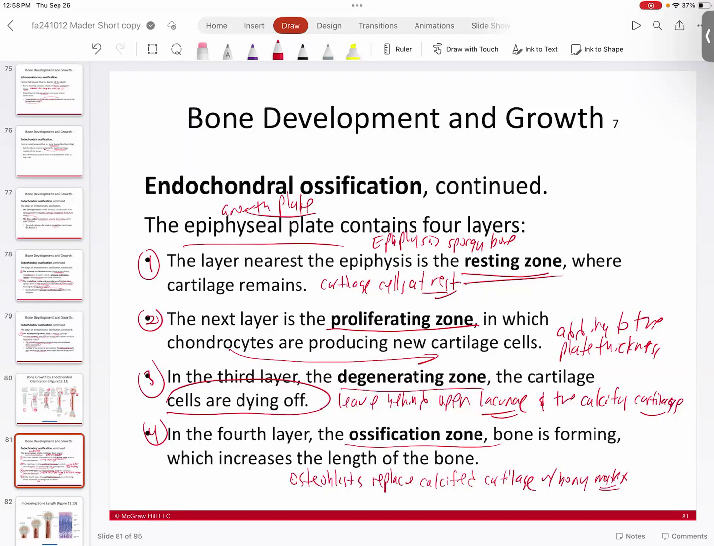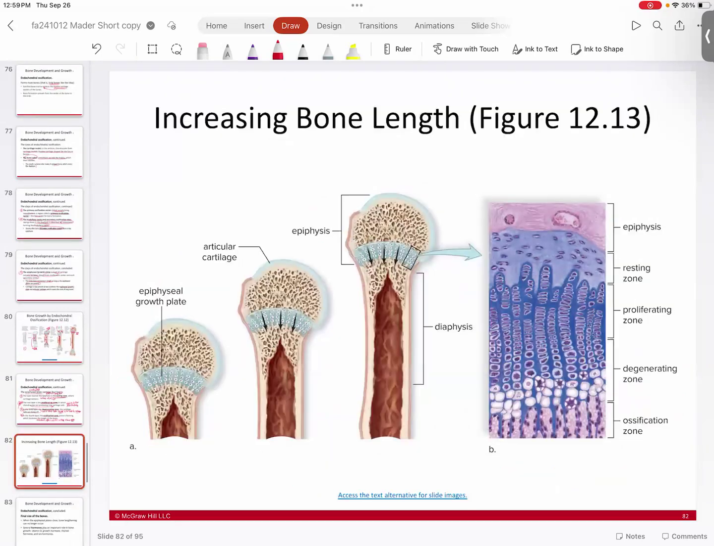With the bony matrix. So the idea is, once that layer gets replaced with bony matrix, you add a new layer of bone to your growing long bone. But the key is, as long as the proliferating zone continues to produce new cartilage cells, you will always have new cartilage to replace. This is what's happening when you're growing. This is what it looks like.